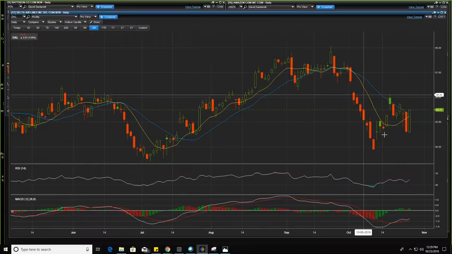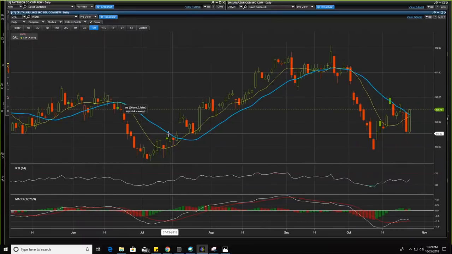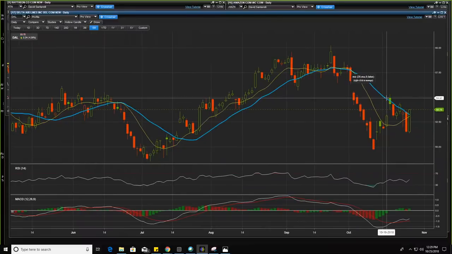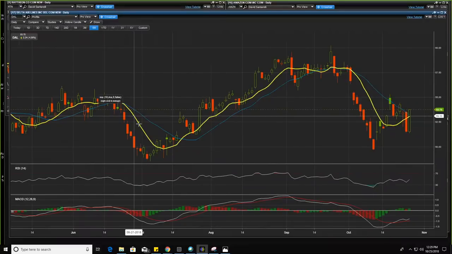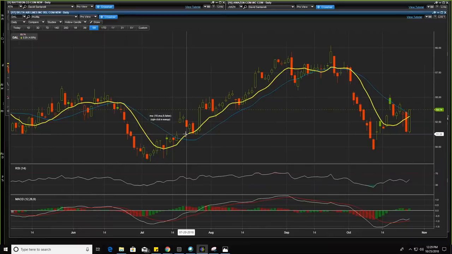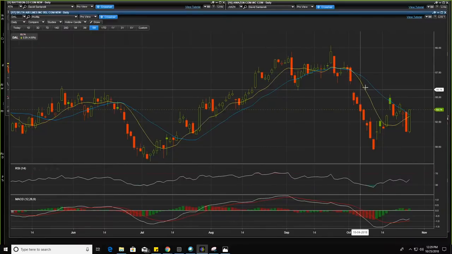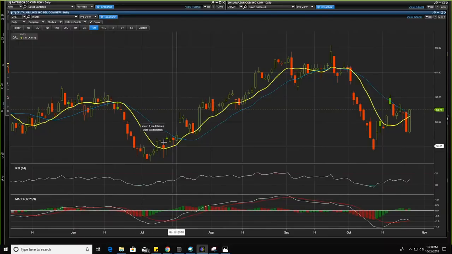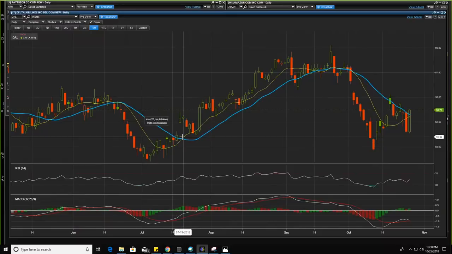What happened? The 10 dropped just like here. Here's the 20, here's the 10. What happened? That 10-day came up and crossed above the 20-day SMA. What happened then? The stock broke out, okay? Look at here. Same thing that happened over here. We had the drop, the 10-day crossed above the 20-day, and then we rallied.